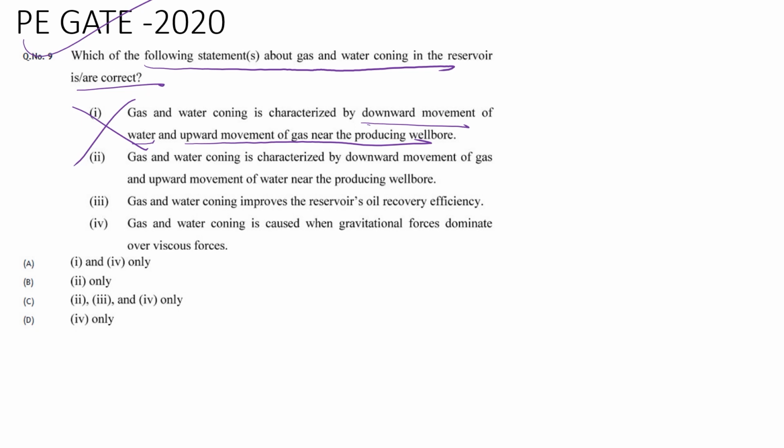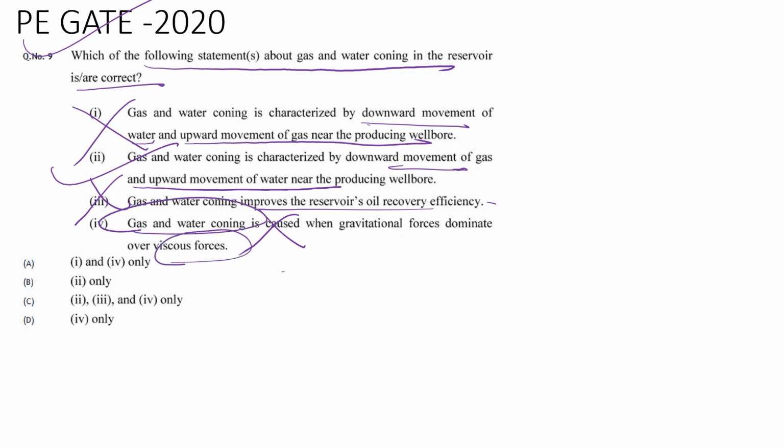Let's look at the second. The gas and water coning is characterized by downward movement of gas and upward movement of water. It's true. Let's look at the third. Gas and water coning improves the reservoir oil efficiency. No, it decreases the reservoir oil efficiency. Let's look at option 4. Gas and water coning is caused when gravitational forces dominate over viscous forces. Again, it's wrong. Gas and water coning will occur when viscous forces dominate the gravitational forces. So on looking at the options, only option B will satisfy the correct choice.